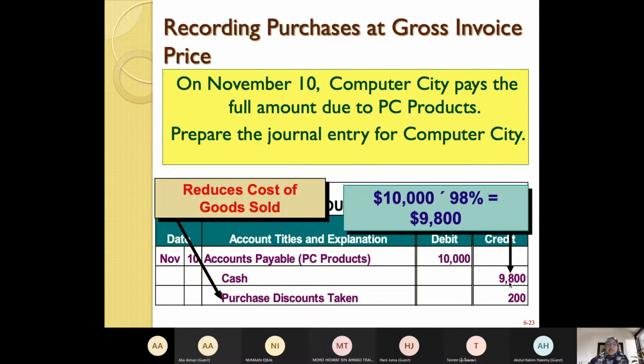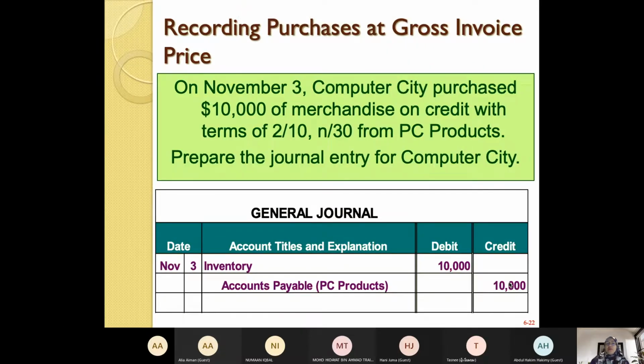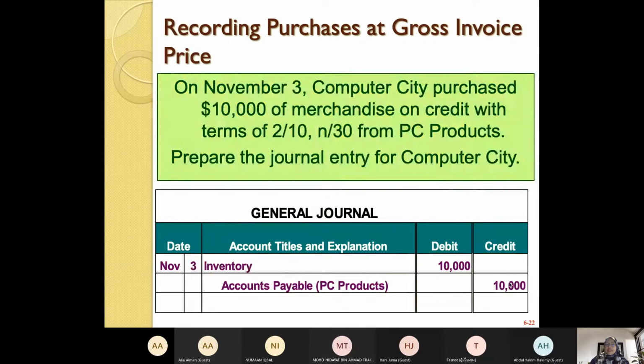So on November 3rd, this would be your journal entries. Then on November 10, when you purchase on November 3rd and you make payment on November 10, Computer City pays the full amount due to PC Products. Prepare the journal entries.